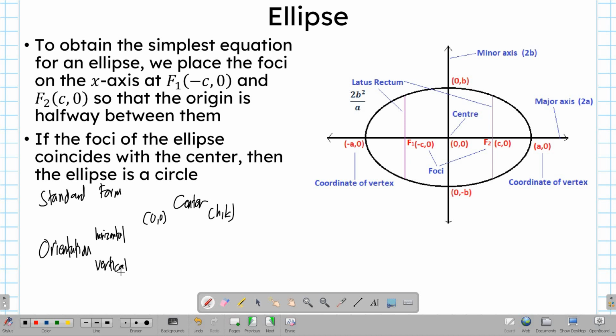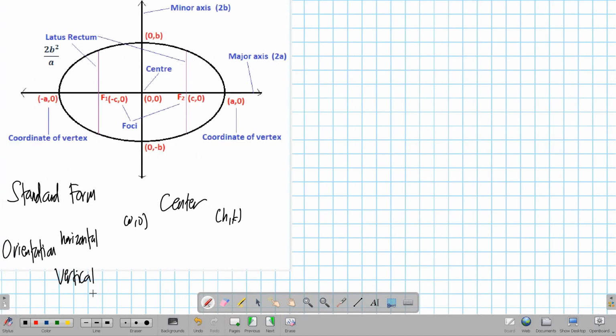If the orientation of the ellipse is horizontal and the center is at (0, 0), that's what we have derived in the previous video, and that is x squared over a squared plus y squared over b squared equals 1. Now, this is too small. Let's make it big. Alright, there we go. So for horizontal, with center at (0, 0), that's what we derived a while ago. That's x squared over a squared plus y squared over b squared equals 1.